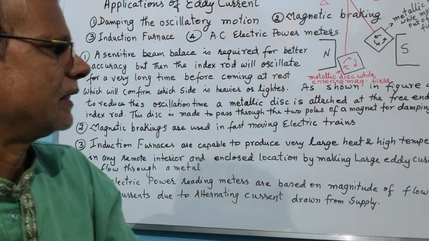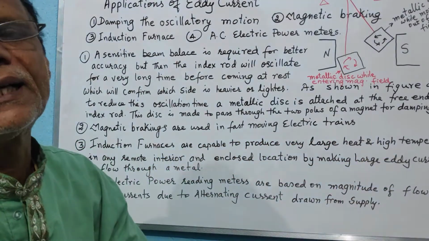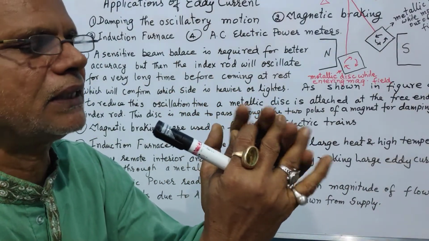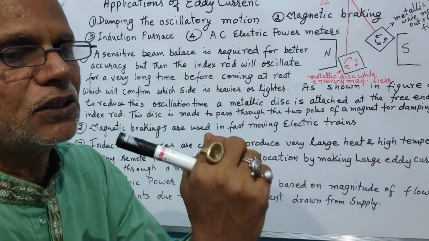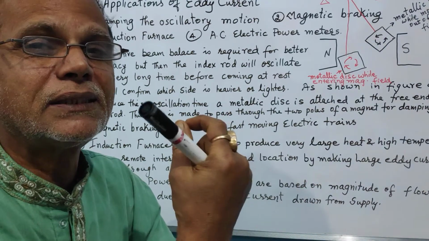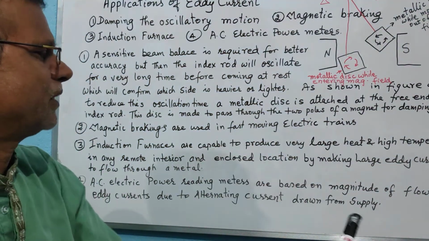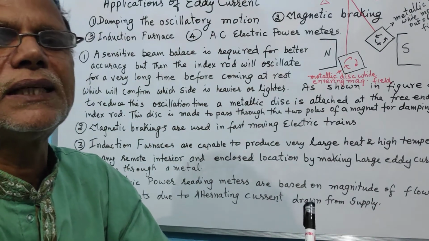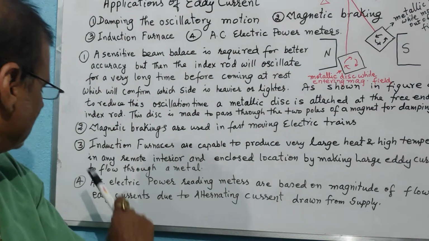heat energy generated. So heat is generated due to the flow of eddy current. And how do we do it? For the small area we keep it in an enclosure, and we expose it to the changing magnetic field. This changing magnetic field produces eddy current, and that produces a large amount of heat in a very small area. So our purpose of creating large heat and high temperature in a small, enclosed, remote area is possible. So this is the third application.